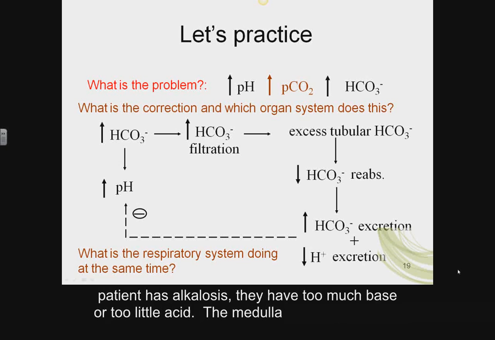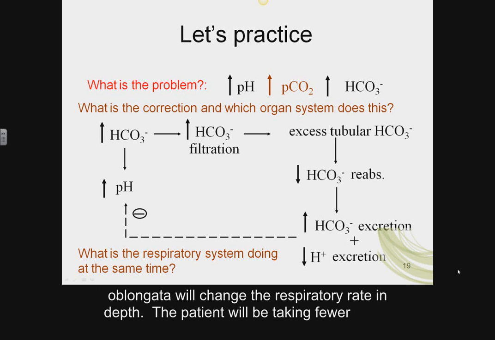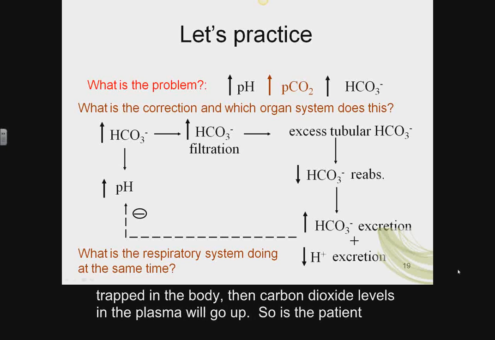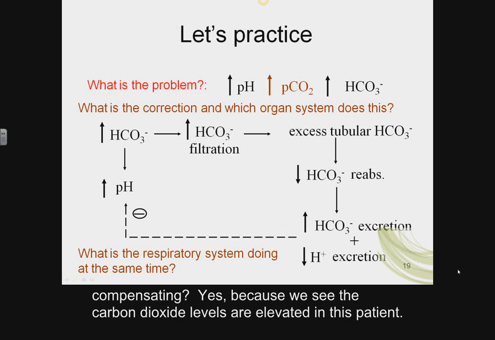How would they change? If the patient has alkalosis, they have too much base or too little acid. The medulla oblongata will change the respiratory rate and depth. The patient will be taking fewer breaths and more shallow breaths. Carbon dioxide levels will be trapped. If carbon dioxide is trapped in the body, then carbon dioxide levels in the plasma will go up. So, is the patient compensating? Yes, because we see the carbon dioxide levels are elevated in this patient.